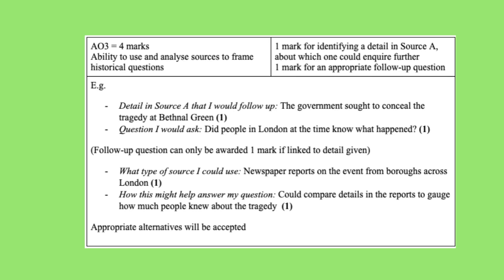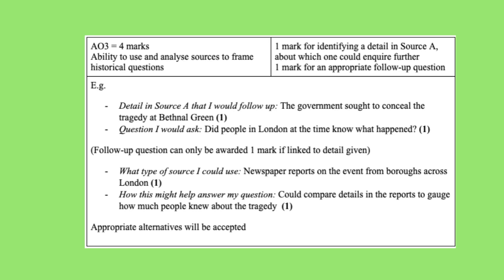So, for example, with this option, we're looking at London in the Second World War. So you want a question that will tell you more about London in the Second World War. It also needs to be linked to the detail that you've just given. So make sure that they're connected, the detail and the question.